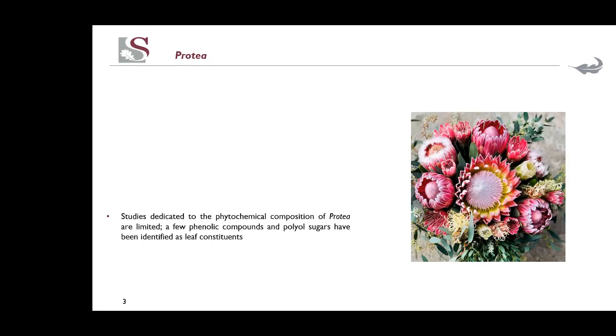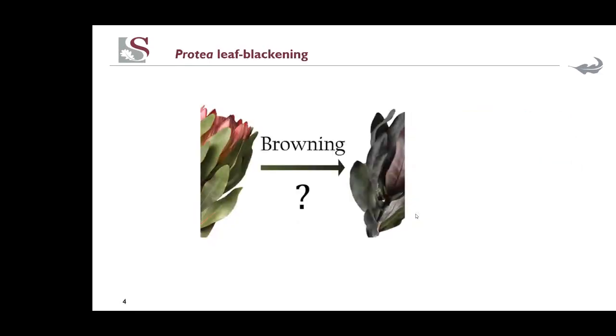Despite the very vibrant flower heads of the proteas, they are prone to a post-harvest disorder referred to as leaf blackening. Leaf blackening can occur at any point in the post-harvest chain, and this often results in consignment rejection by the importers, as well as a loss for the farmers.